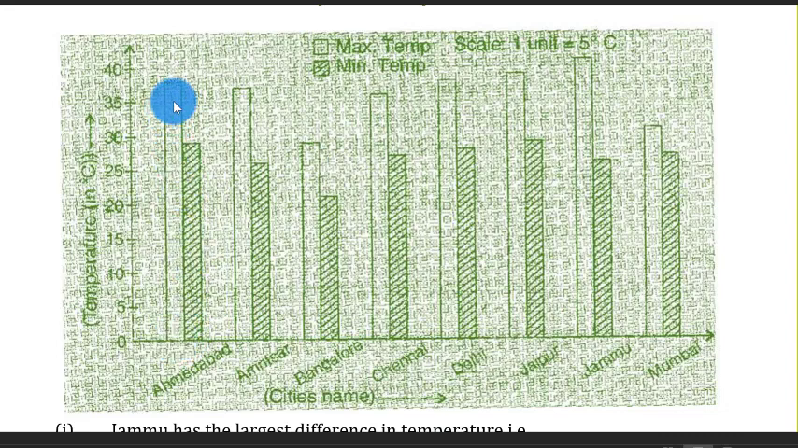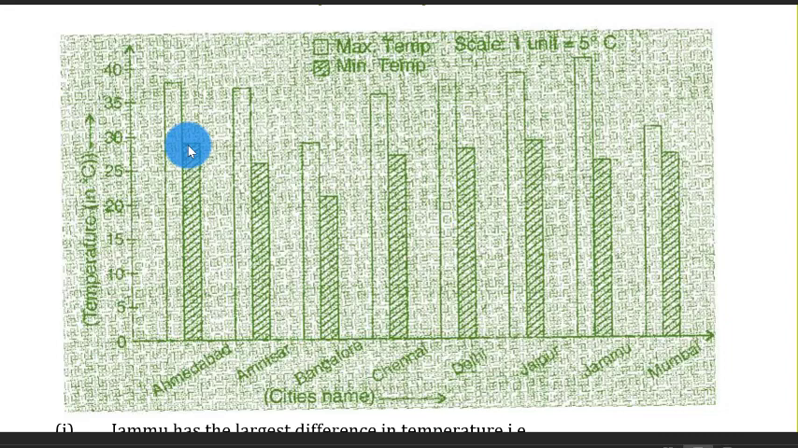So after 35, 3 more counts. So 3 into 2 is 6. So after 35, the 6th line is the 38 degrees Celsius. And then we can take the minimum of Ahmedabad, which is 29 degrees Celsius. After 25, next 4 means 4 into 2 is 8. So 8 lines should be counted. That will be 29 degrees Celsius.